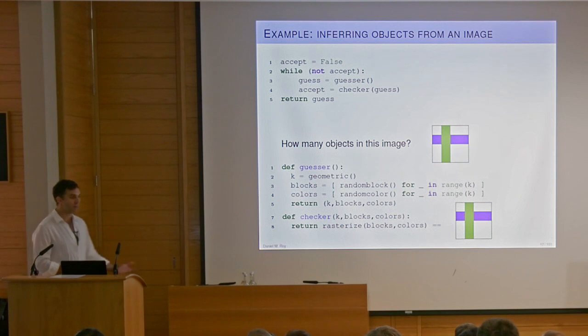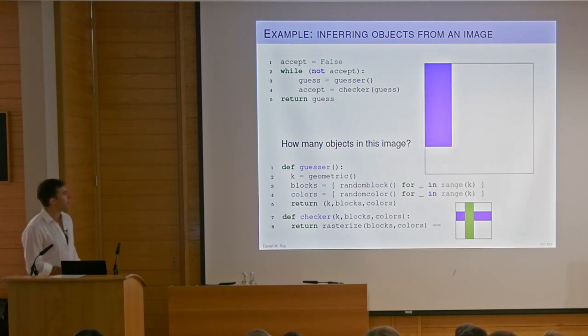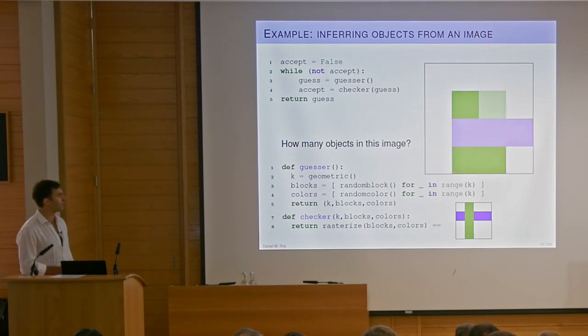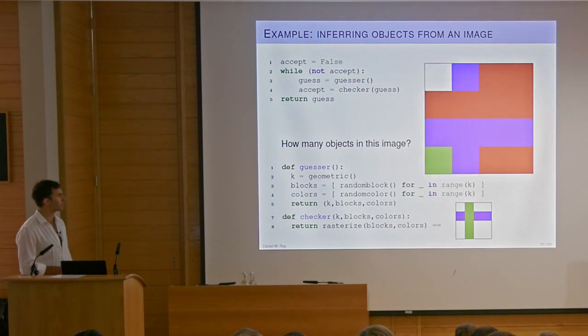Now, what can I do with this thing? I can ask what value of k is going to pop out here, say. And that's going to be the machine's inference as to the number of objects, right? So I did that. Actually, let me show you a bit more diversity in terms of images that can be generated by guesser. So here's a few. Okay? Those are a few. So that's a big mess.